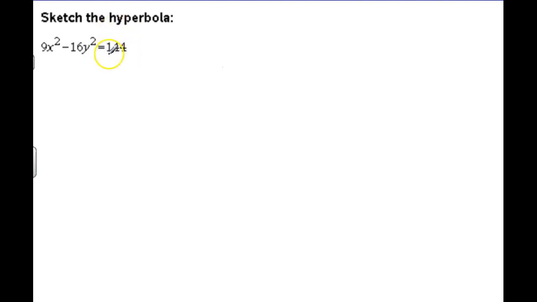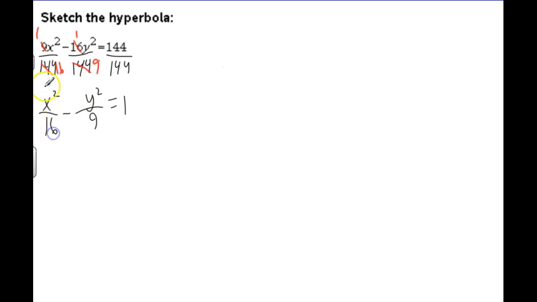We want this always to be equal to 1, so let's divide by whatever that is, in this case 144. And you can use your calculator for this. They're kind of big numbers. So I get equals 1. 16 divided by 144 goes in there 9 times, so that'd be 1 over 9. So this is y squared over 9, minus sign there. And then 9 times 16 is 144, so this would be x squared over 16. So we have this in nice, beautiful form here.